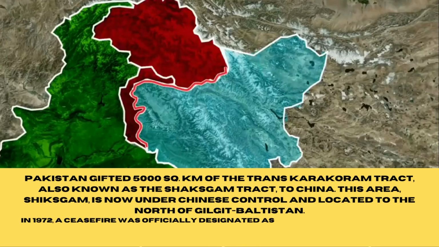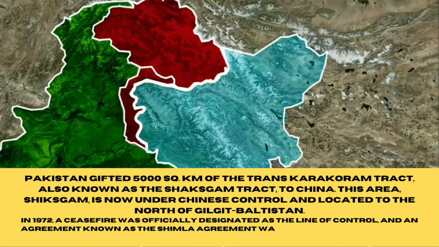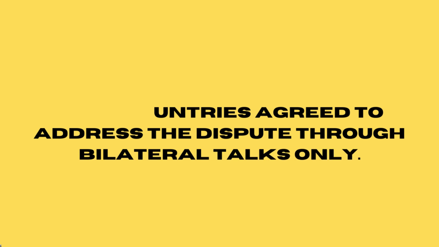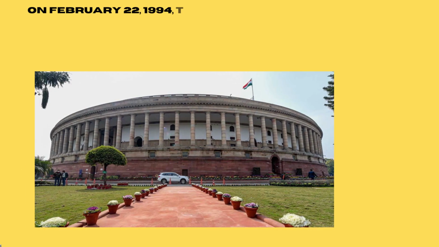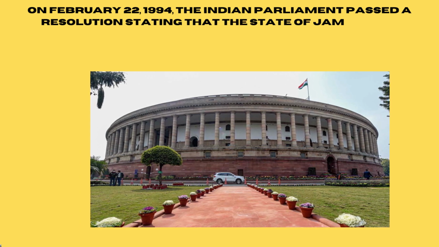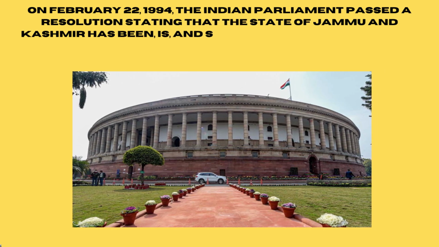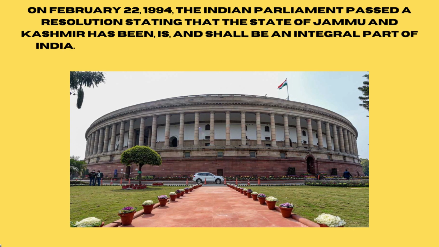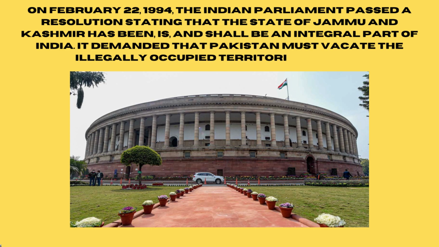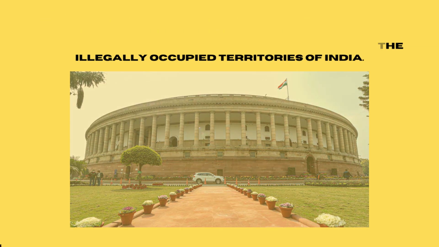In 1972, the ceasefire line was officially designated as the Line of Control, and an agreement known as the Shimla Agreement was signed between India and Pakistan. According to this agreement, both countries agreed to address the dispute through bilateral talks only. On February 22, 1994, the Indian Parliament passed a resolution stating that the state of Jammu and Kashmir has been, is, and shall be an integral part of India. It demanded that Pakistan must vacate the illegally occupied territories of India.